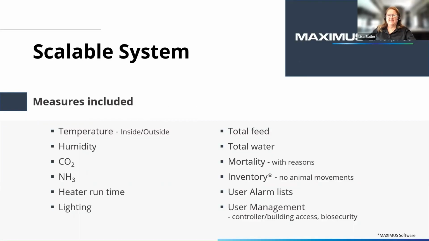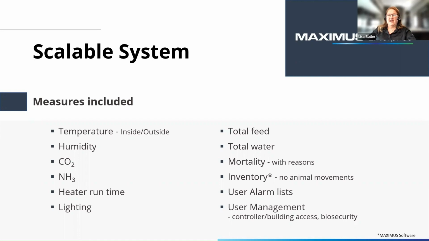Let's recap. Maximus Enterprise is a scalable system, and what we mean by that is anything that you are collecting with your controllers can be included. As you add features to your controllers, they can also be added to Enterprise at no additional cost. Example, if you add CO2 sensors to your controller, that data would automatically come into Enterprise for reporting and analysis.